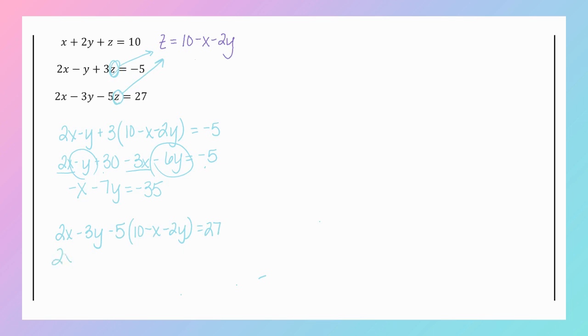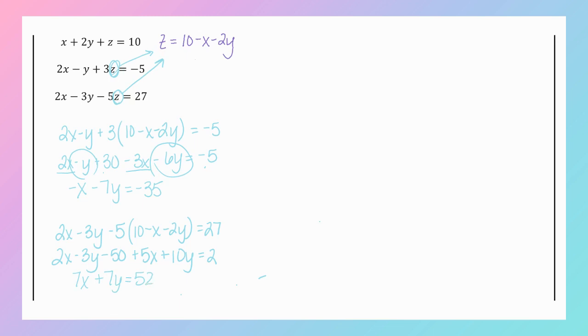So I'm going to start by distributing the 5. And remember that it's a -5 that I'm distributing. So -5 times 10 is -50. -5 times -x is plus 5x. And then plus 2y. Now, once again, I'm going to combine like terms. So I've got 2x plus 5x is 7x. Negative 3y plus 10y is 7y. And I'm going to add 50 to the other side, and I get 52.